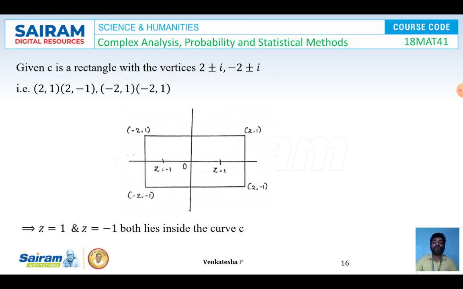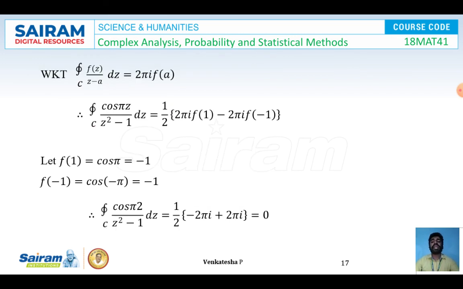So now I am going to choose the points z is equal to 1 and z is equal to minus 1 in this diagram. So z is equal to minus 1 in the sense x comma y is minus 1 comma 0 and z is equal to 1 means x comma y is 1 comma 0. So both the points lie inside only. So hence we can say that the points z is equal to 1 and z is equal to minus 1 both lie inside the curve C. Then the integral over the region C f of z by z minus a dz will be equal to 2 pi i into f of a.